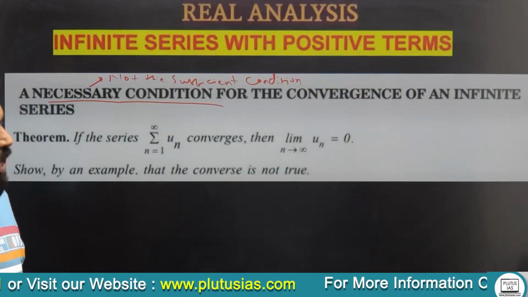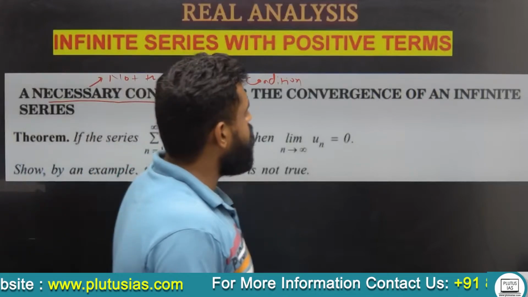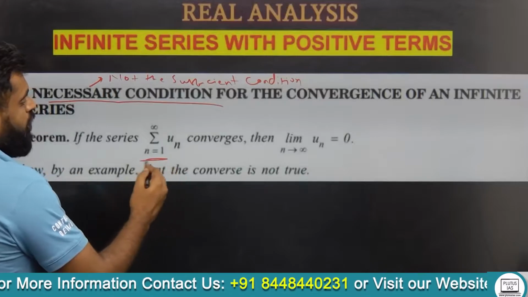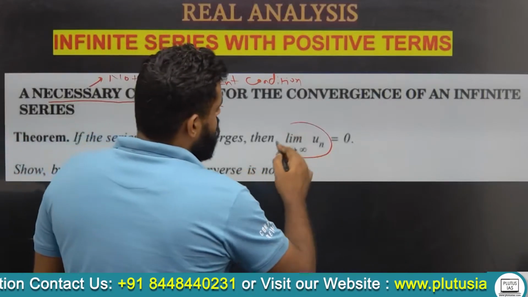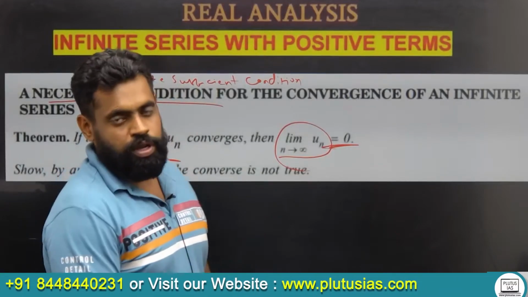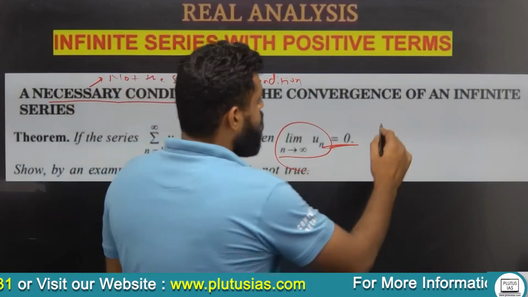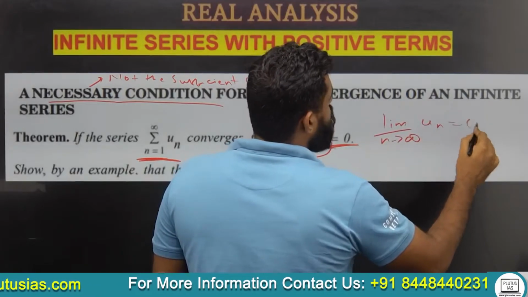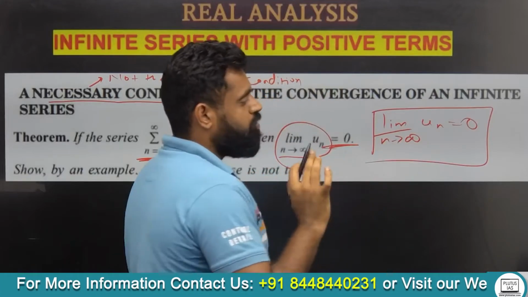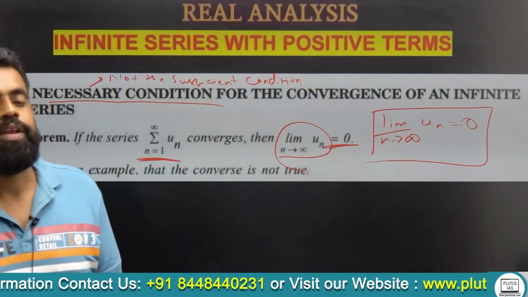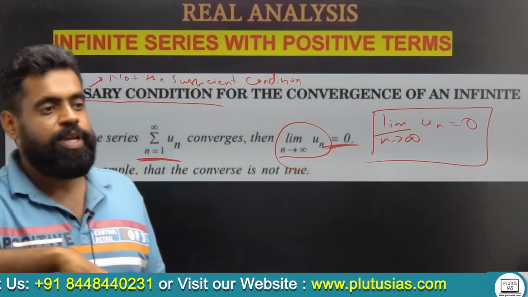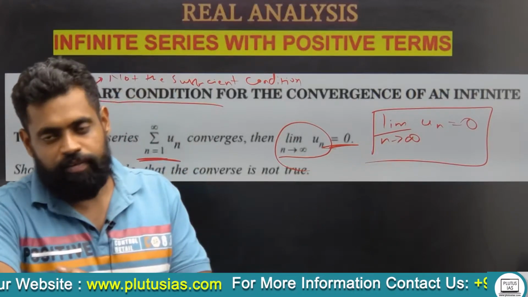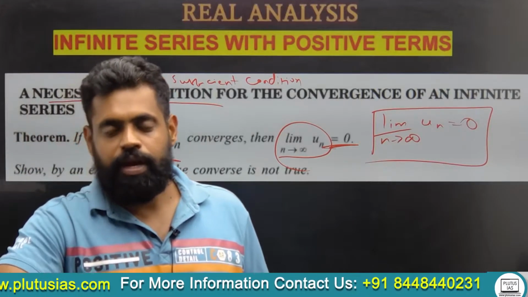It says that a necessary condition for the convergence of an infinite series summation un, n tends to infinity, is that limit n tends to infinity un is equal to 0. It is a necessary condition. That is the nth term when n tends to infinity. If it is 0, then it is a necessary condition. That means that the series can be convergent or not convergent. But if it is not equal to 0, it is definitely not convergent.